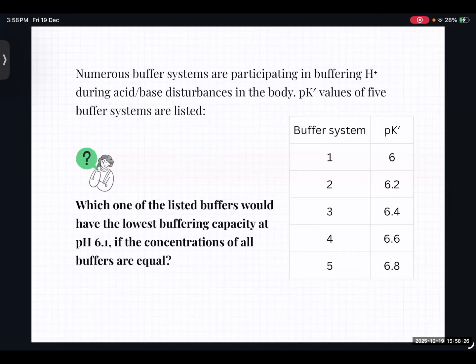that has a pK value. So, pK values of 5 buffer systems are listed here in the table. Which one of these listed systems has the lowest buffering capacity? And remember that our target is pH 6.1.